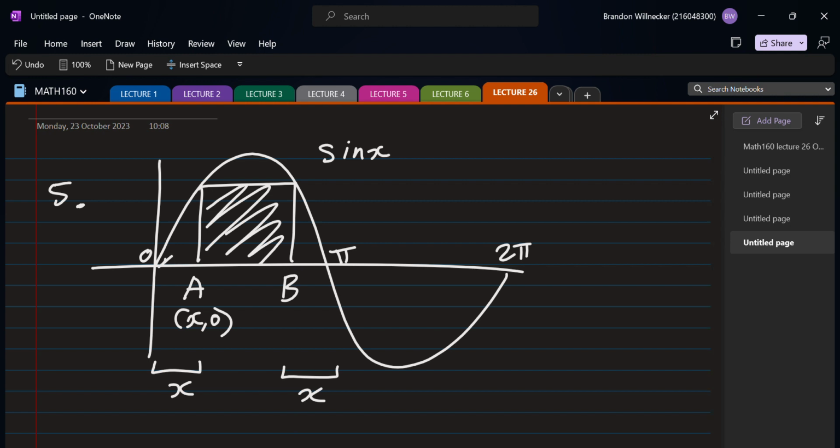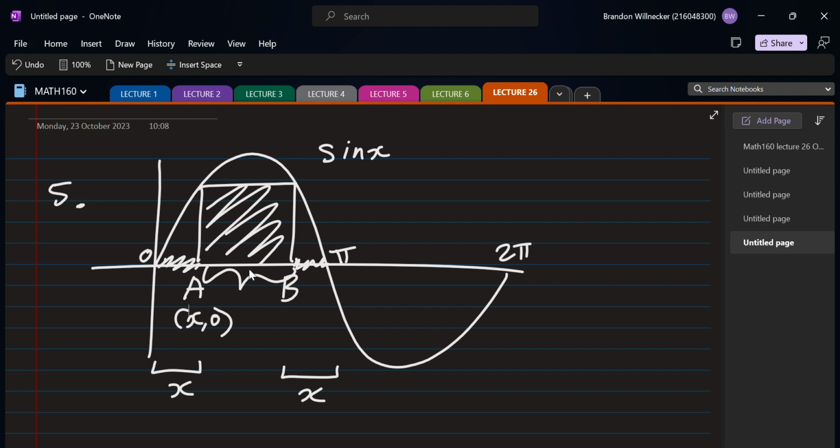Okay, so we know this bit here is x, this bit here is x, so this bit in the middle will then be pi minus 2x, because from 0 to pi, that gives us the full length. We're taking away x on both sides, so this middle bit must be pi minus 2x. Okay, so that's the base.